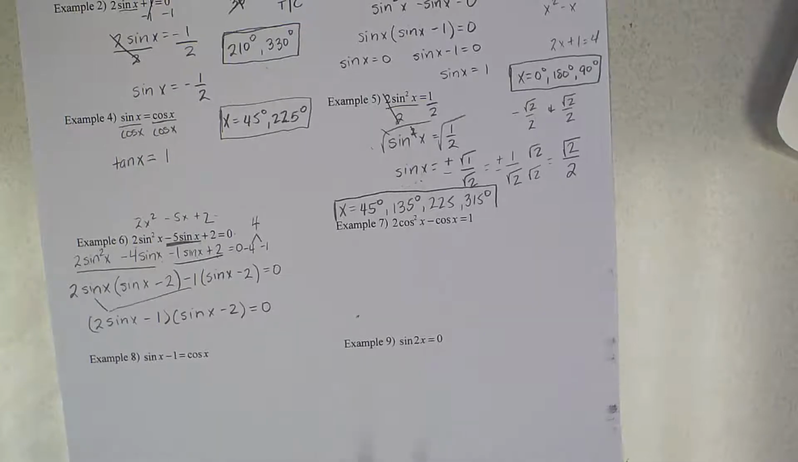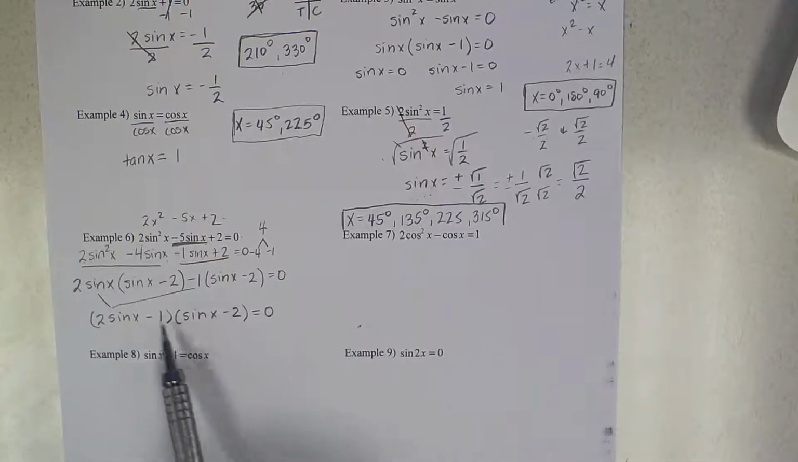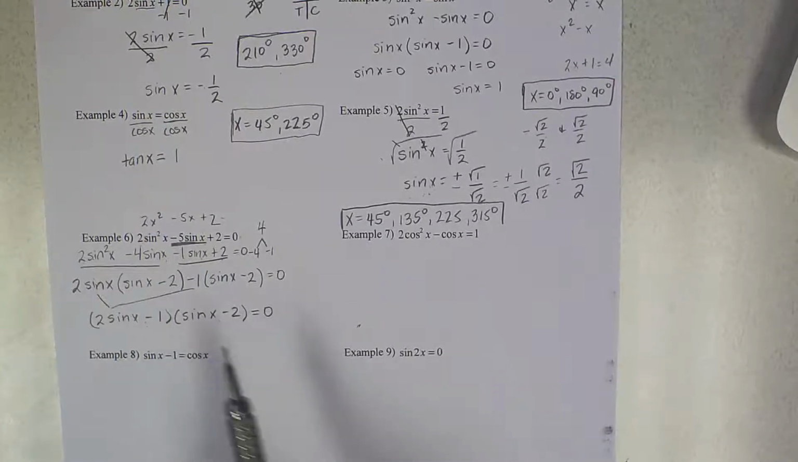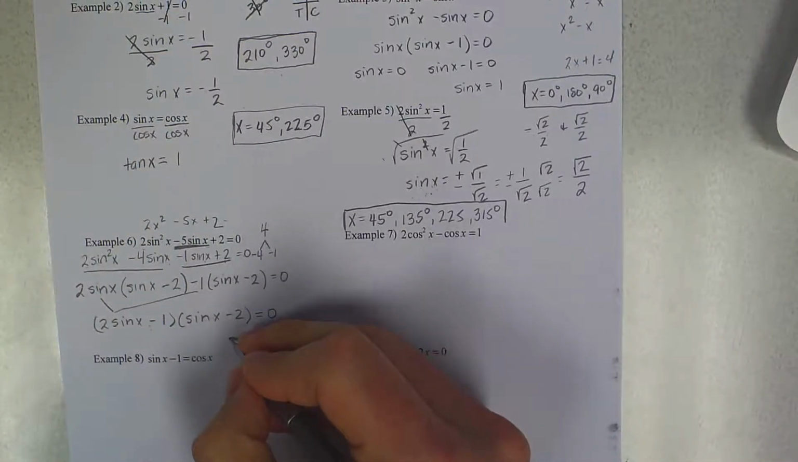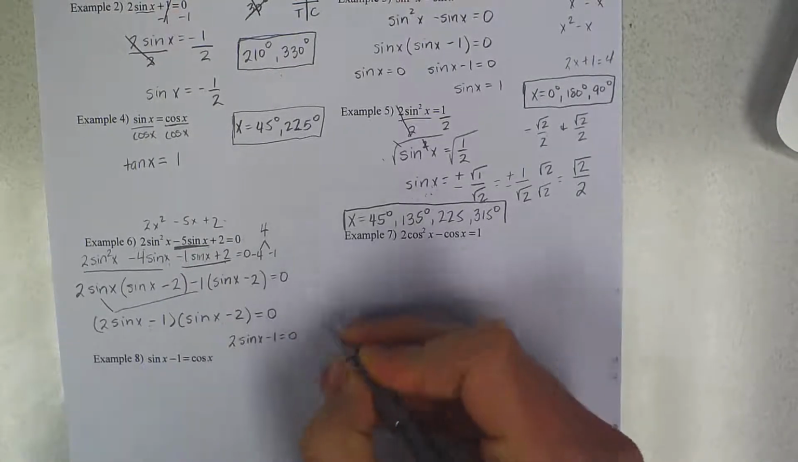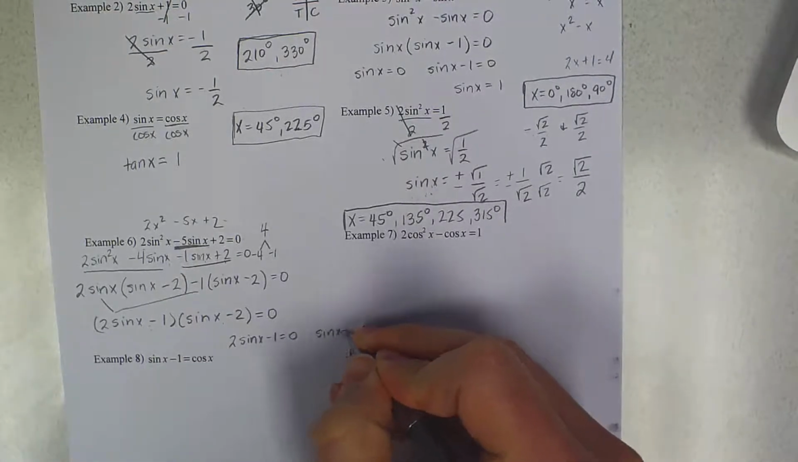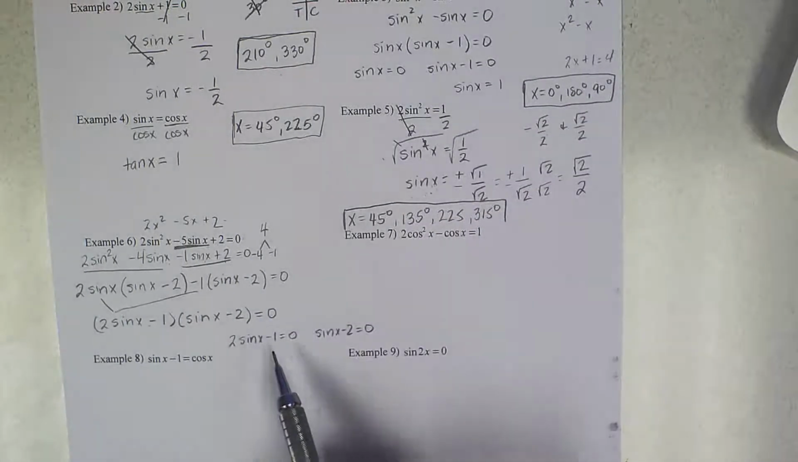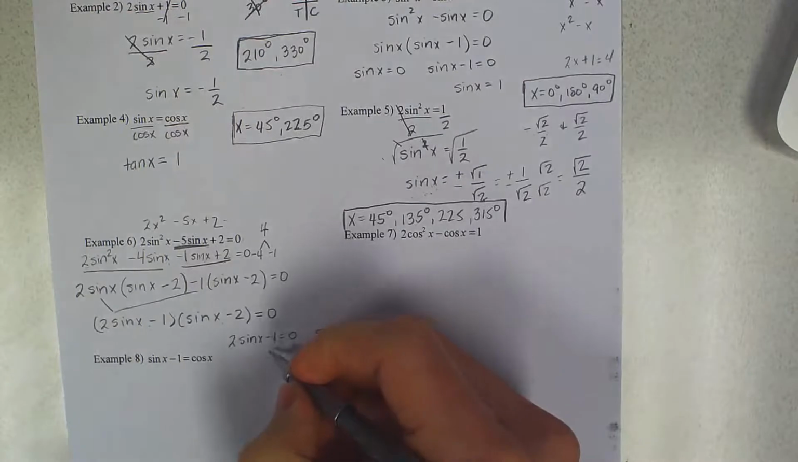Now, here's what the zero product property says of factoring, that if a times b is equal to 0, then a equals 0 or b equals 0. So we need to write this as 2 sine x minus 1 equals 0, and sine x minus 2 is equal to 0. Then we solve each one of these individually, and then we determine our x's.